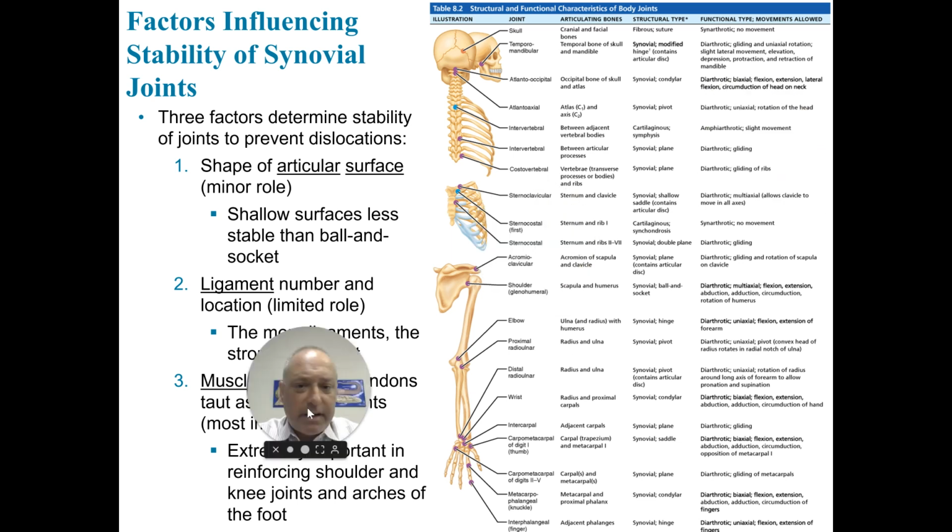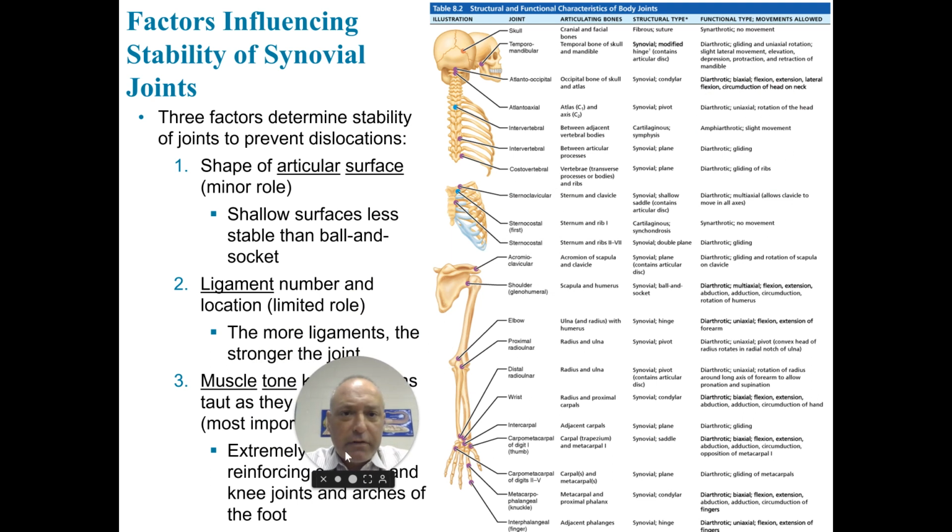Let's take a look at this table. Structural and functional characteristics of body joints. Okay, a lot of detail here. I'd say it's worth looking, especially categorizing the different joints as synarthrotic, diarthrotic.